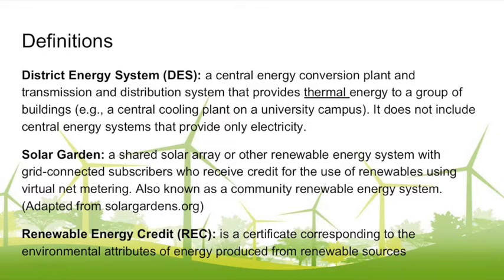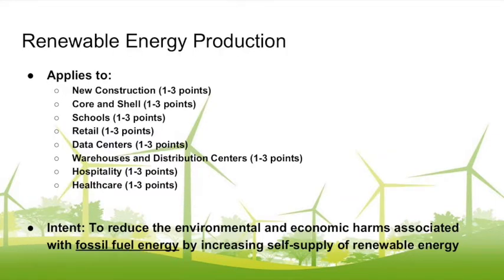A solar garden is a shared solar array or other renewable energy system with grid-connected subscribers who receive credit for the use of renewables using virtual net metering, also known as a community renewable energy system. Renewable Energy Credit, or REC, is a certificate corresponding to the environmental attributes of energy produced from renewable resources. Projects pursuing this credit are eligible for 1 to 3 points.